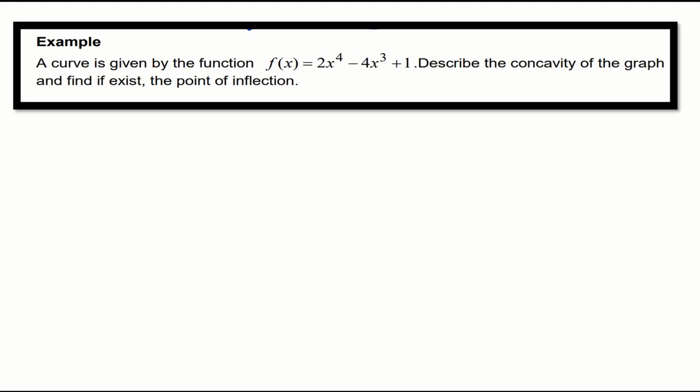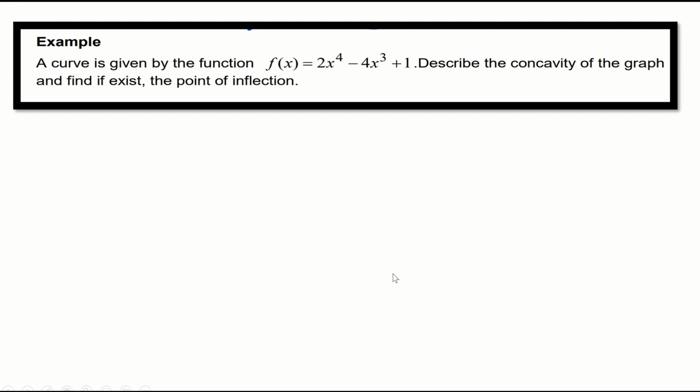We continue with the next example. A curve is given by the function f(x) equals 2x to the power of 4 minus 4x cubed plus 1. Describe the concavity of the graph and find, if it exists, the point of inflection.